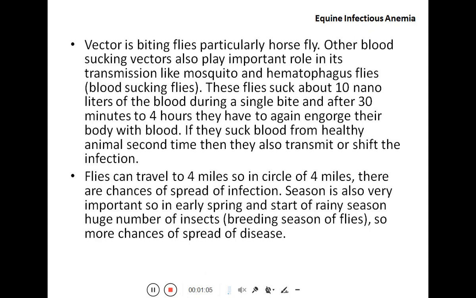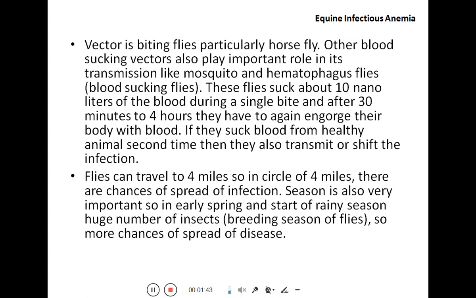Other blood-sucking vectors also play an important role in its transmission, like mosquitoes and hematophagous flies, which suck blood from the animal. These flies suck about 10 nanoliters of blood during a single bite, and after 30 minutes to 4 hours, they have to engorge their body with blood again. So if after this time they bite an infected animal, from there it can be transmitted to a healthy animal.